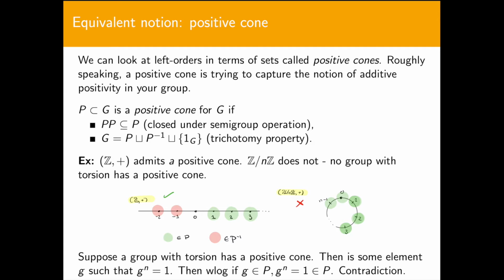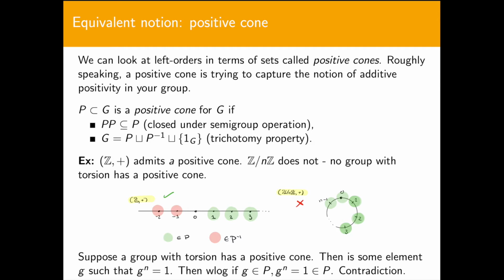So for example, Z with respect to addition admits a positive cone, which is all the positive elements. Now we said that positive cones are an equivalent notion to left-orderable groups, so Z also admits another positive cone, because Z has 2 orders, right? Which is just all the negative elements.